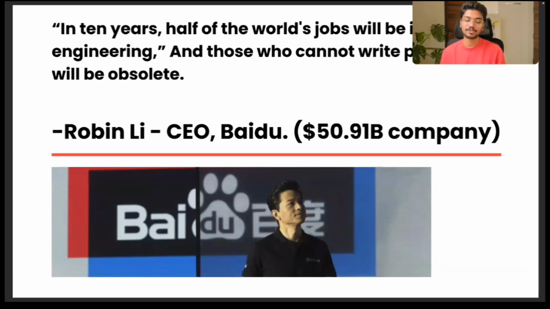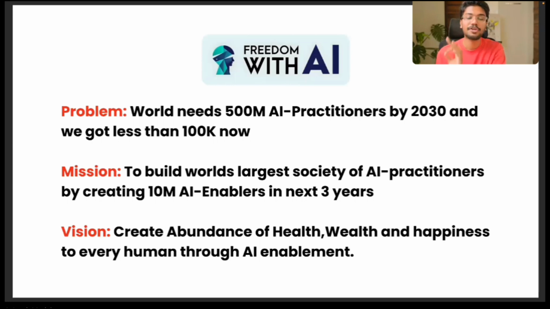The problem we're trying to solve is that the world needs 500 million AI practitioners by 2030, and we have less than 1 lakh right now. The mission we are trying to accomplish is to build the world's largest society of AI practitioners by creating 10 million AI enablers in the next 3 years.